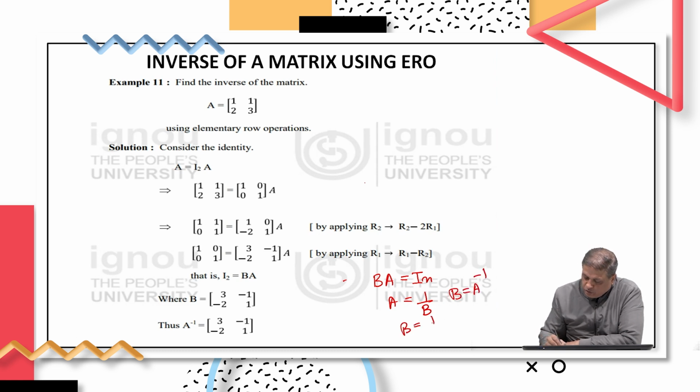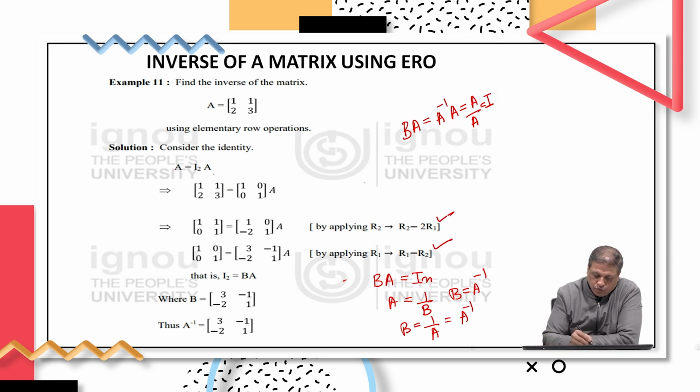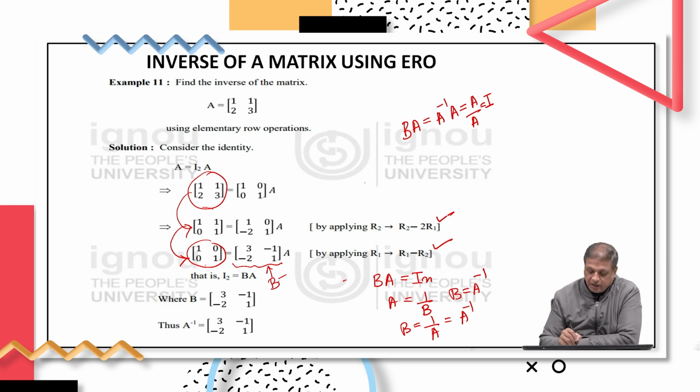B is nothing but A inverse, or you can say that B is equal to 1 by A, because then only you can say B into A will be equal to A inverse into A. A inverse A into A means A divided by A, which is nothing but 1, that is identity matrix. So you are supposed to perform elementary row operations so that the left hand side transforms to an identity matrix, and then whatever matrix you are getting on the right hand side will work as matrix B, which is nothing but inverse of A.